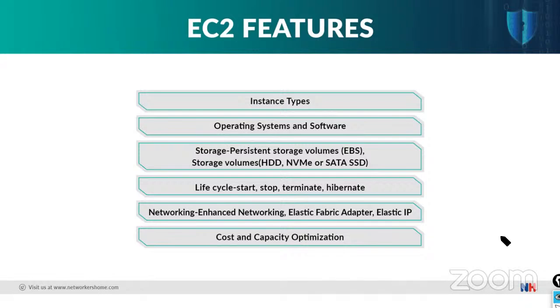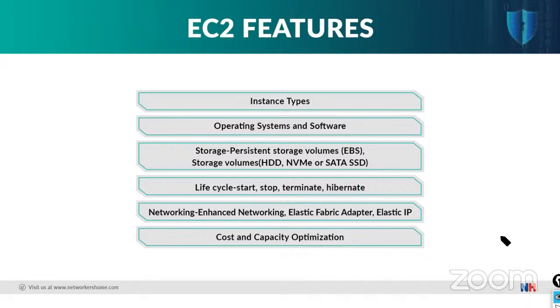Coming to storage, we have persistent storage like EBS, a virtual hard disk, which is permanent storage. Data will be there until you delete it manually. And instance store volumes are ephemeral storage, temporary storage. But instance store volumes provide very low latency and faster access compared to EBS storage. In the EC2 life cycle, we can start, stop, terminate, and hibernate.